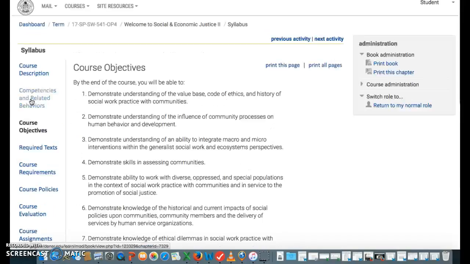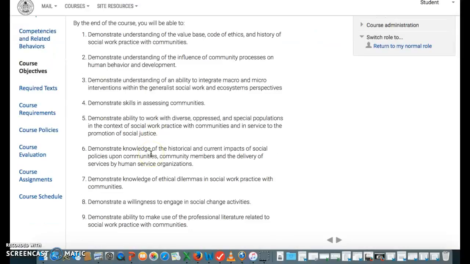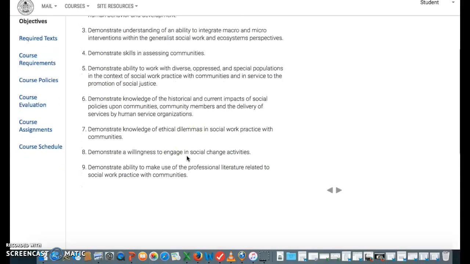So the course objectives, we're going to be looking for you to really demonstrate understanding in how to influence a community process on human behavior and development, really having skills in assessing communities, working with diverse populations, looking at the impact of social policies, not only on an individual, but really at the communities at large, and how the delivery of services are taking place within organizations as well as communities.